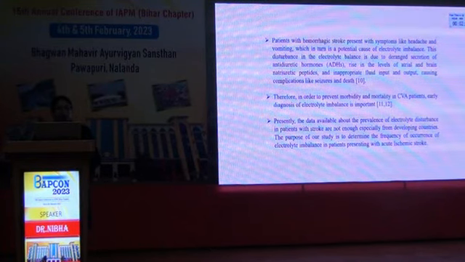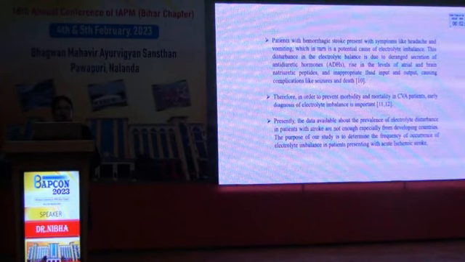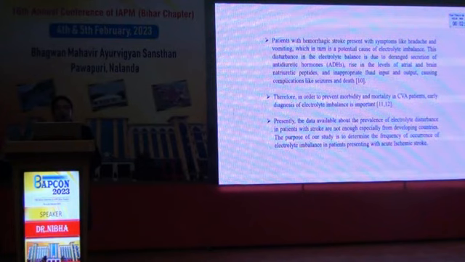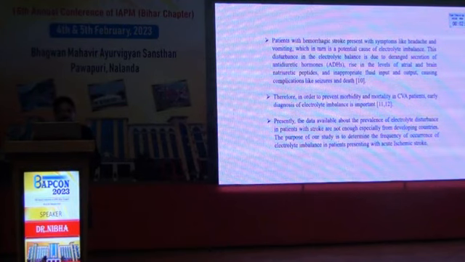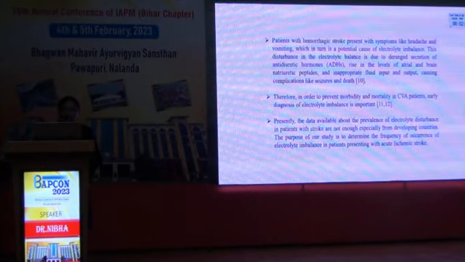electrolyte imbalance. This disturbance in the electrolyte balance is due to deranged secretion of antidiuretic hormone, rise in the level of atrial and brain natriuretic peptide, and inappropriate fluid input and output, causing complications like seizure and death. Therefore, in order to prevent morbidity and mortality in stroke patients, early diagnosis of electrolyte imbalance is important.